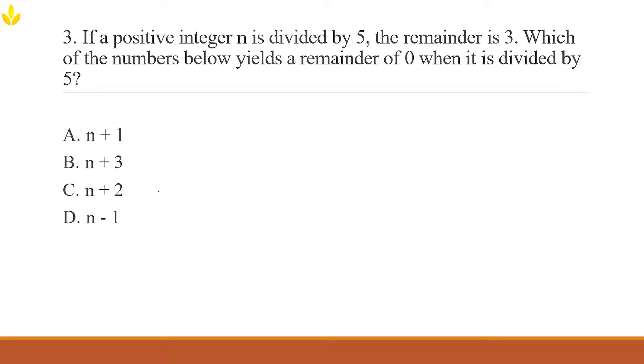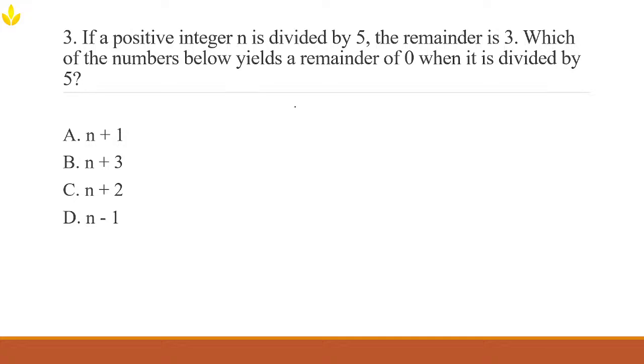So the next question is, if a positive integer n is divided by 5, the remainder is 3. Which of the numbers below yields the remainder of 0 when it is divided by 5? So let us consider the first statement alone. If a positive integer n is divided by 5, the remainder is 3. So what can we tell from that?